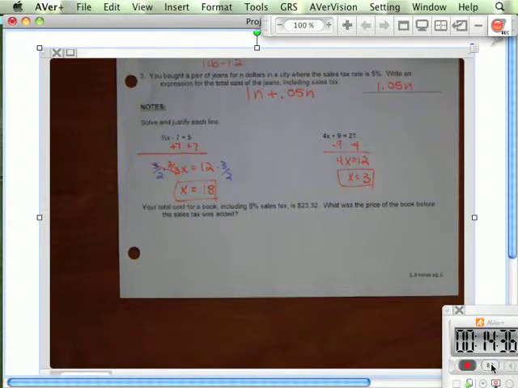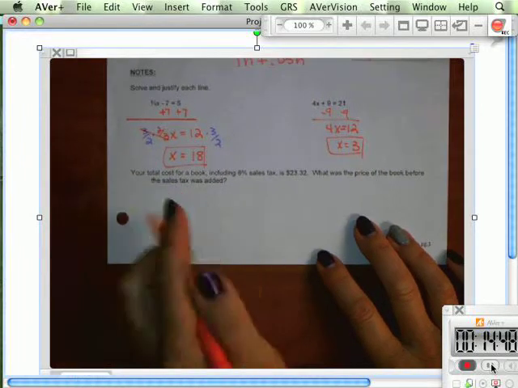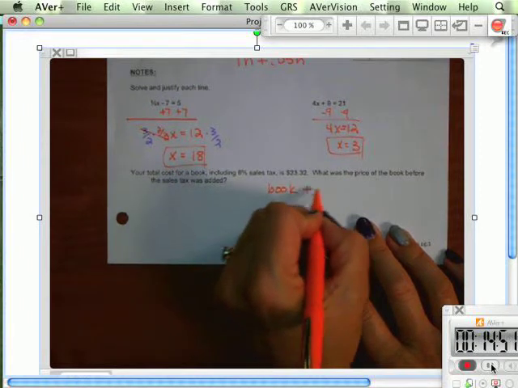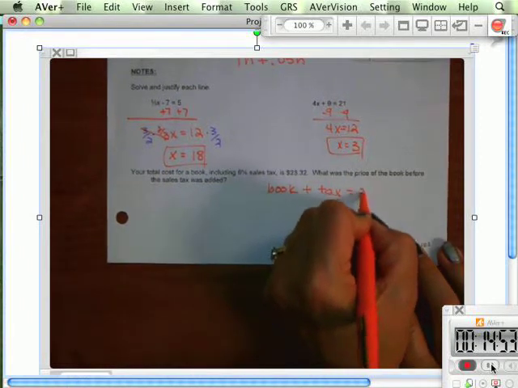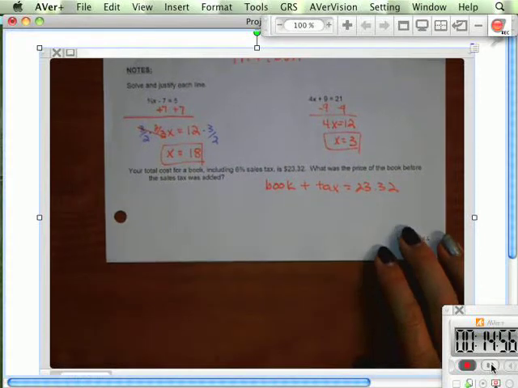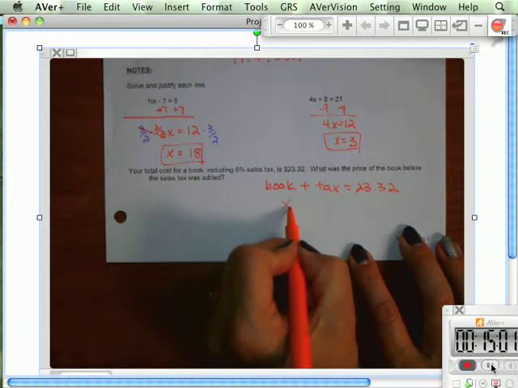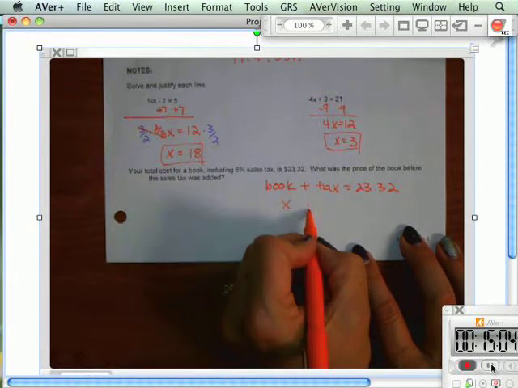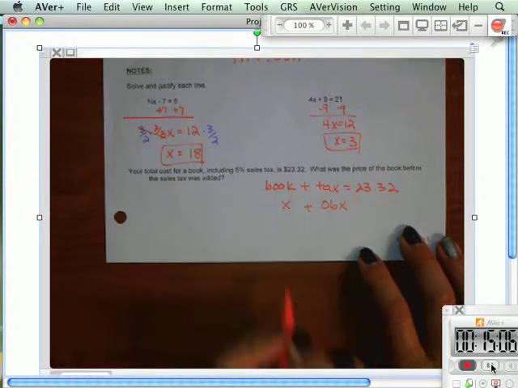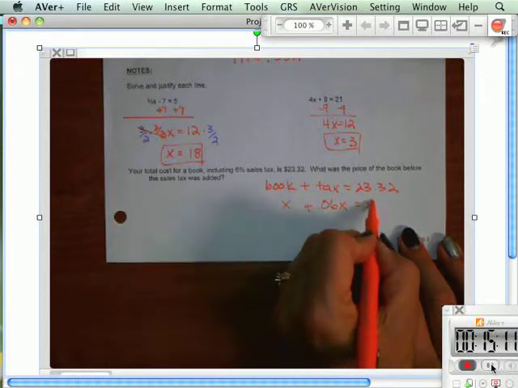Okay, your total cost for a book, including 6% sales tax, is $23.32. What was the price of the book before sales tax was added? So you know that you have a book and you add tax, and it equals 23.32. Correct? Yes. I don't know how much the book is. I know that tax is 6%, so I got to take the book and add the tax. And that equals 23.32.